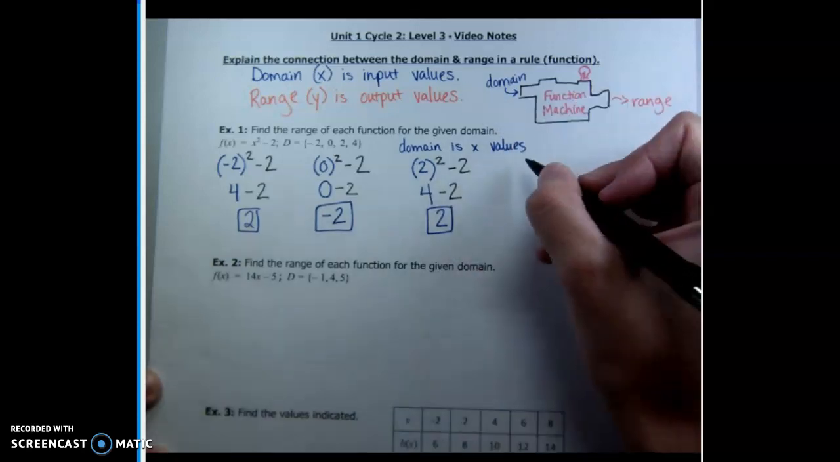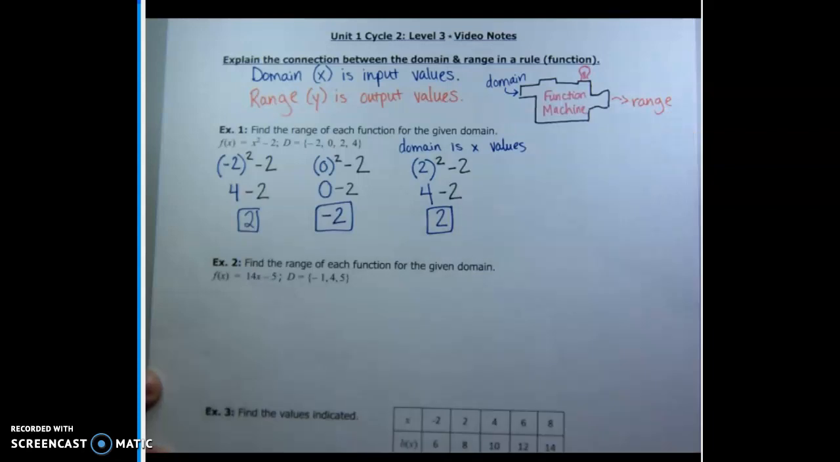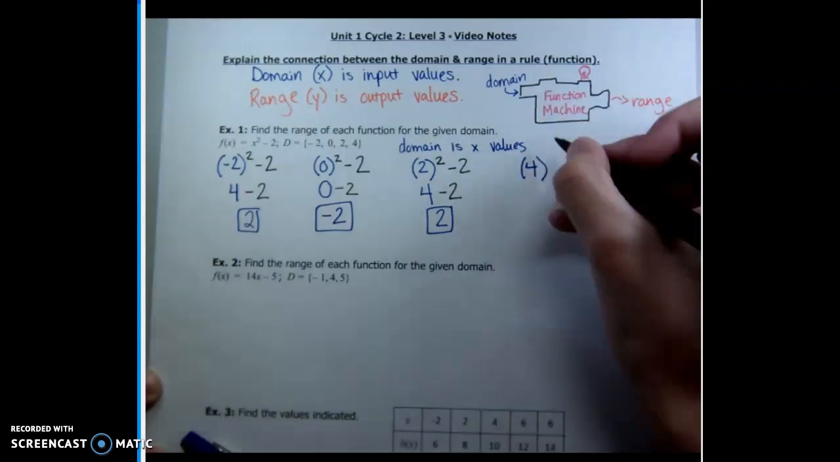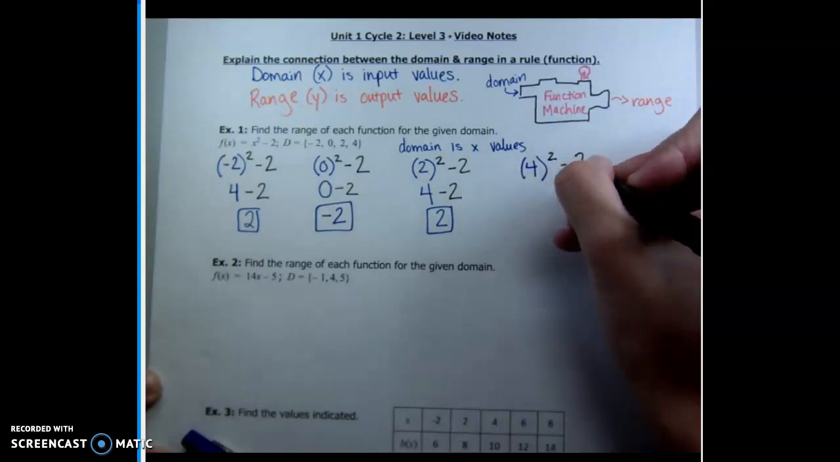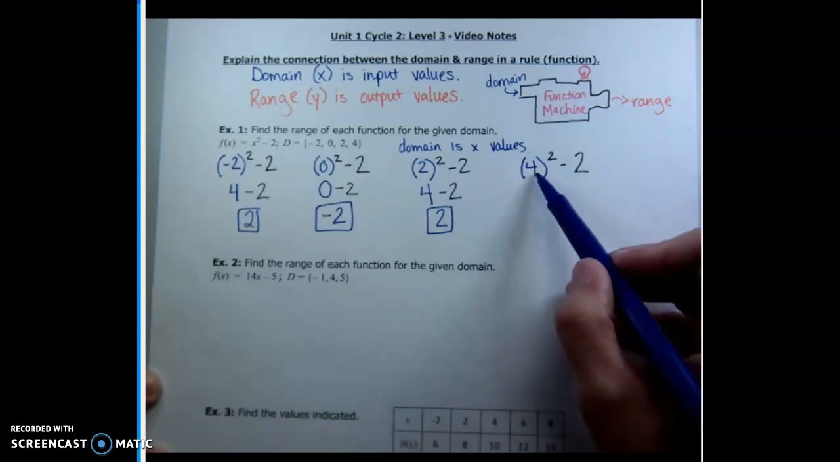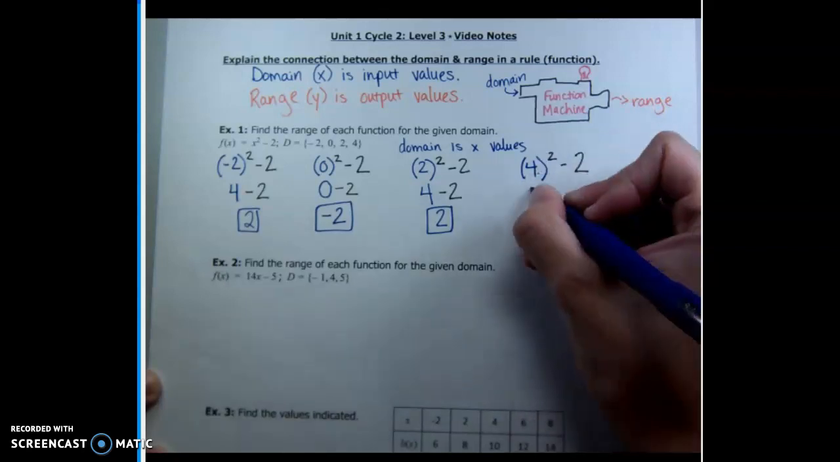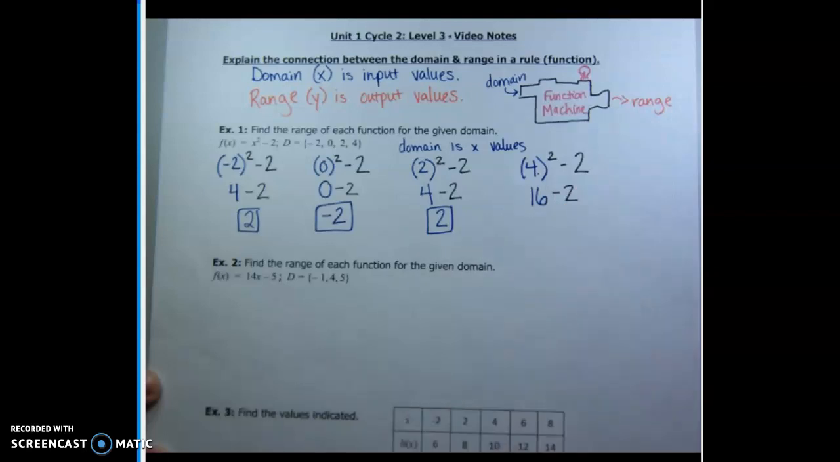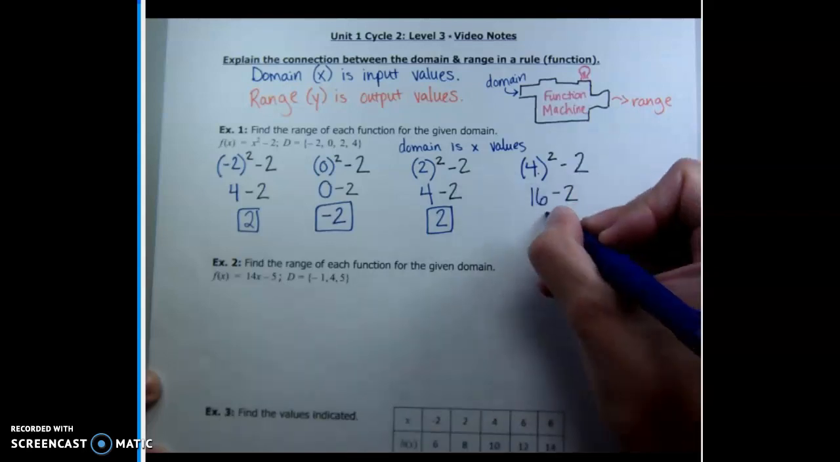And then now I'm putting in 4. 4 squared minus 2. 4 squared is 16, not 8. 4 times 2 is 8. 4 times 4 is 16. Minus 2. 16 minus 2 is 14.